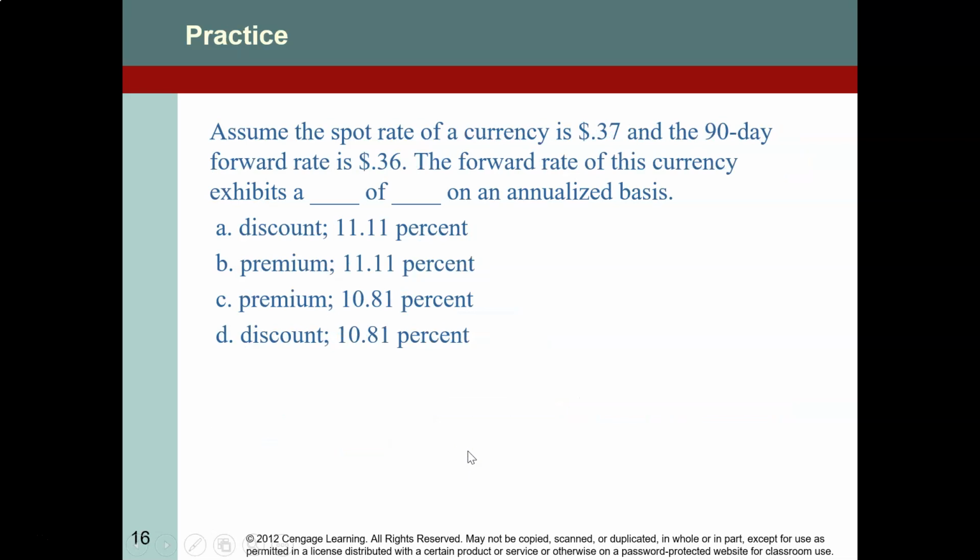Okay, another question. Assume the spot rate of a currency is 0.37 and the 90-day forward rate is 0.36. The forward rate of this currency exhibits a what on an annualized basis? Think about it. Let me know your answer.